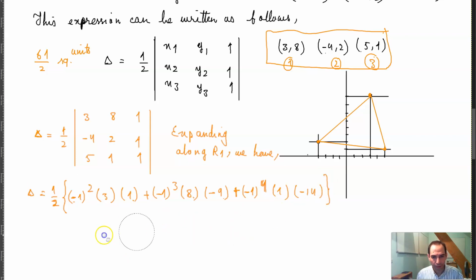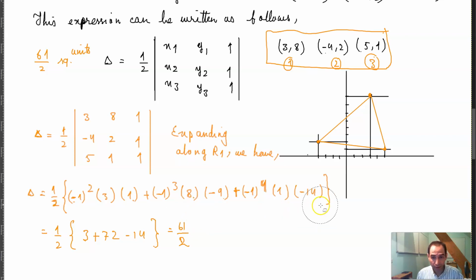Right? And calculating this, I will get 1/2 times, this is +1, so that's just a 3. And this is -1, -1 times -1 is equal to +1, so 72. And this is a -14. And 72 plus 3 is 75. 75 minus 14 is equal to 61, so that's 61 halves square units, which is correct. It works. It actually does work.